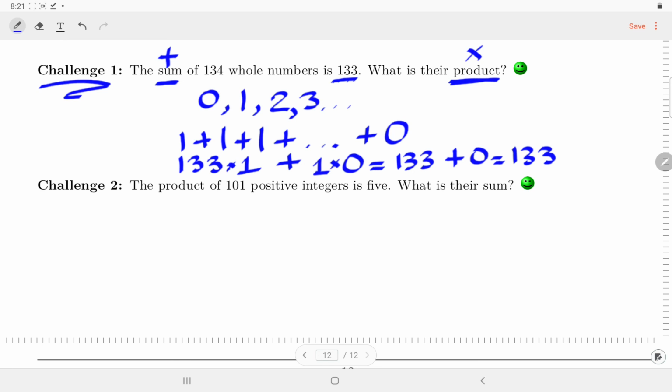What is the product? We have 1 times 1 times 1 times 1, 133 times. The last one is times 0. What do we get when we multiply anything by 0? Their product equals 0. Try the other challenge questions.